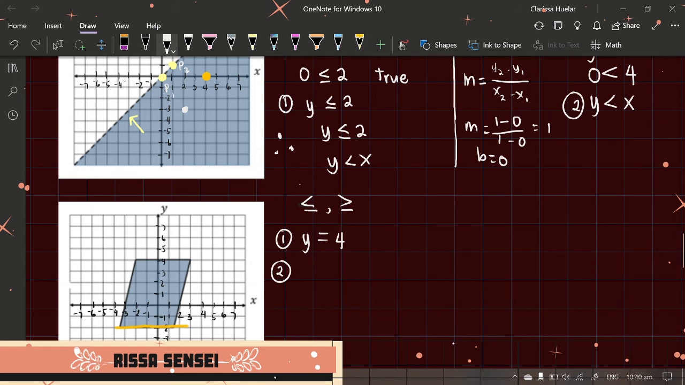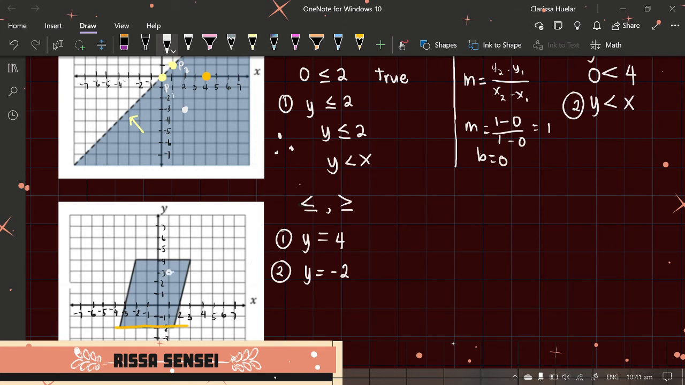Dumaan siya kay negative 2. So, y is equal to negative 2. Dalawa yung slanting. So, gagamit ulit tayo ng slope-intercept form, or we can also use point-slope form. Okay? Ayan. Kuha tayo ng point dito para ma-identify na natin kung less than equal to, greater than equal to.